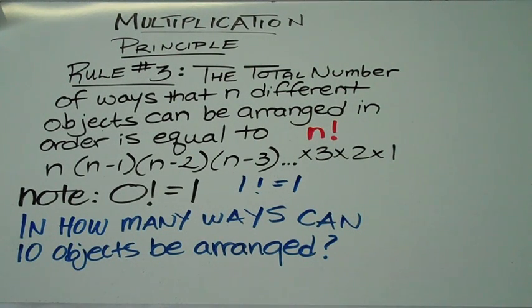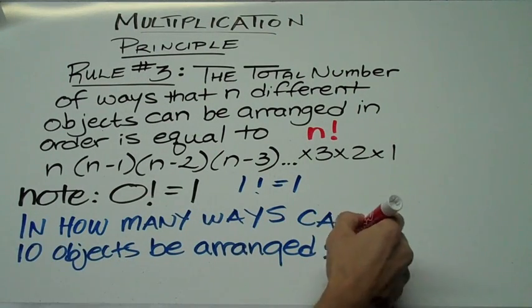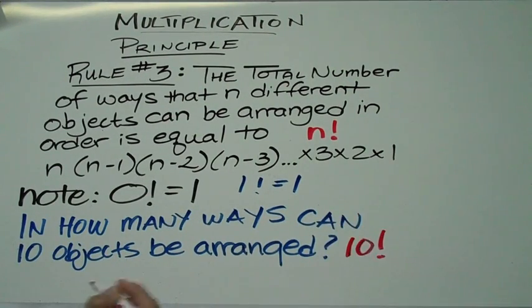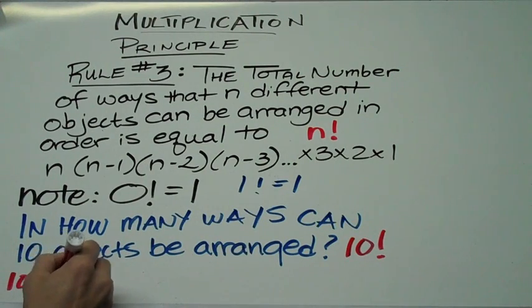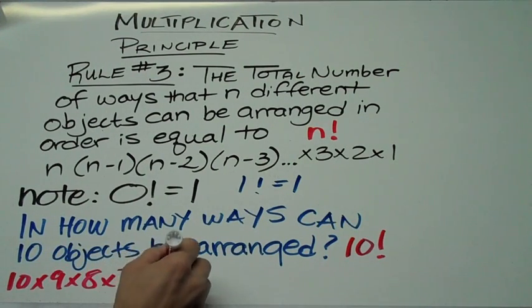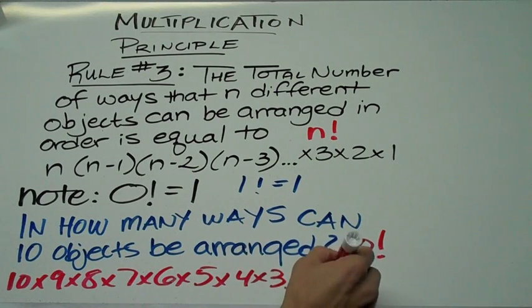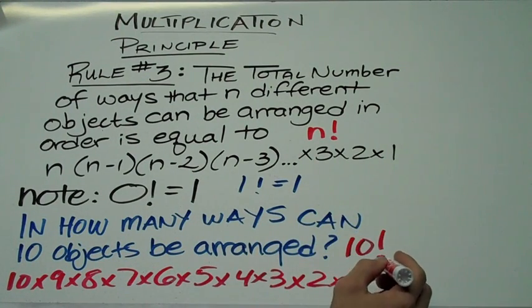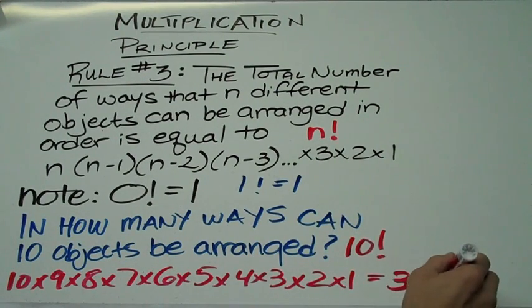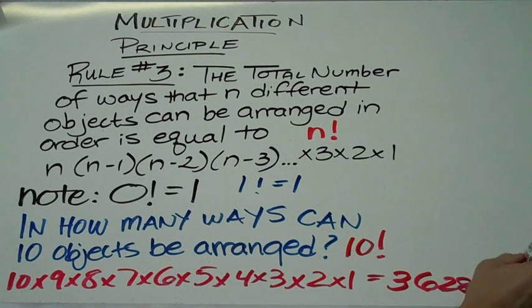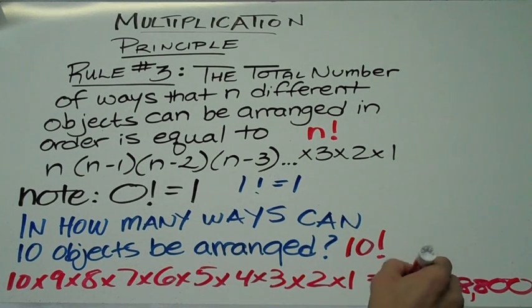In how many ways can 10 objects be arranged? Well, that's equal to 10 factorial, which is 10 times 9 times 8 times 7 times 6 times 5 times 4 times 3 times 2 times 1, which is equal to 3,628,800. So that's over 3.6 million ways.